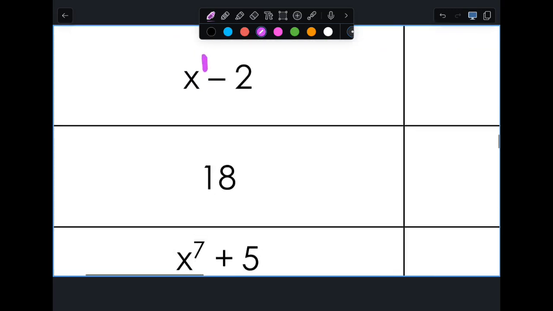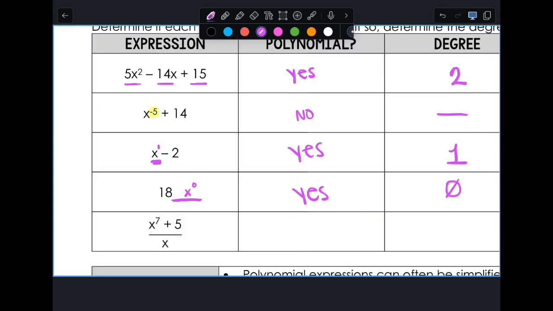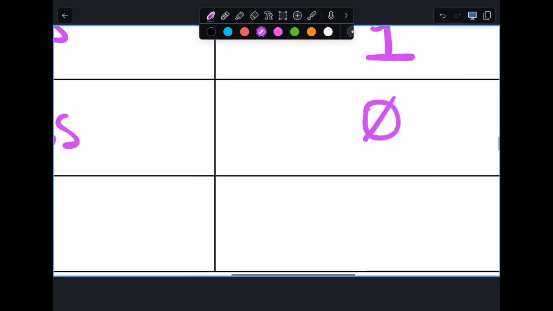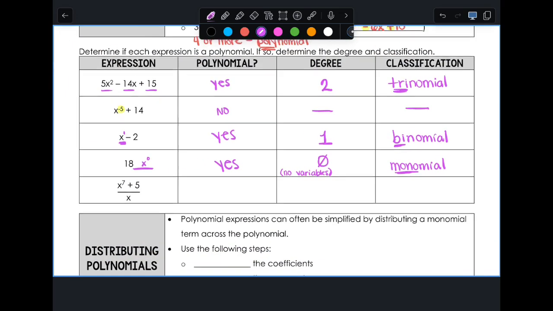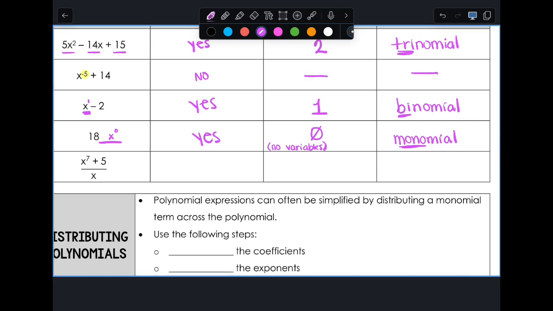Let's look at the difference. When you have a variable without an exponent, you put a 1. But here, there are no variables. So having no variables is like having a variable to the power of 0. Okay? Which means that the degree is 0. All right. What type of polynomial is it? It's a monomial. And the last one? No. You cannot have a variable in the denominator.